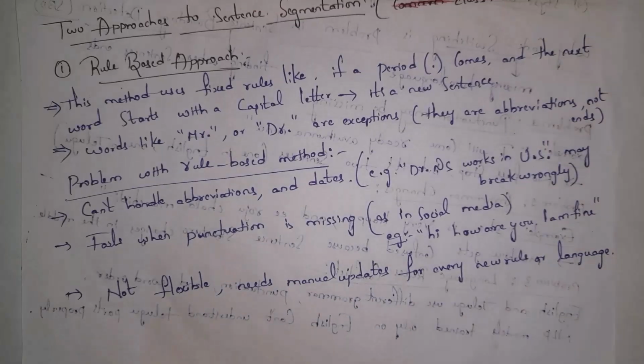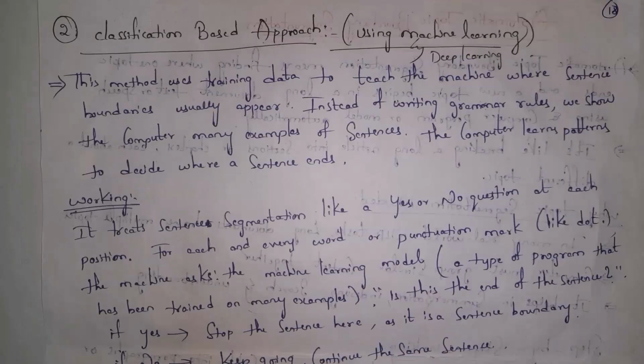So based on all these problems, the rule-based approach is not a good choice. So the rule-based approach is not flexible. So in the rule-based approach, most of the work is done manually. And next one is the classification-based approach. Guys, in the classification-based approach, we will separate the entire paragraph into individual sentences by using various machine learning algorithms.